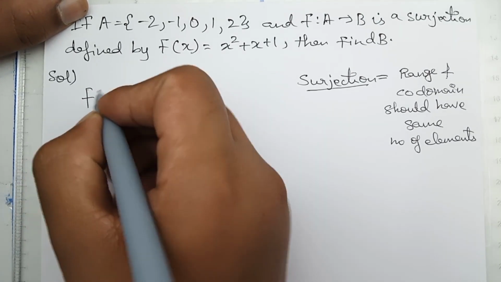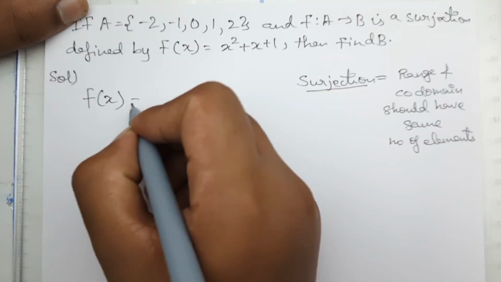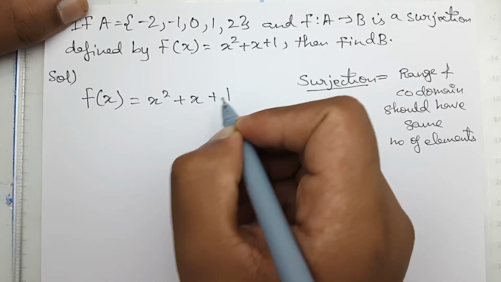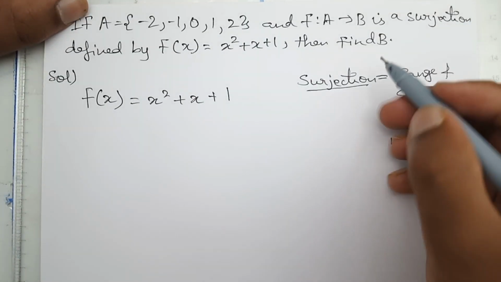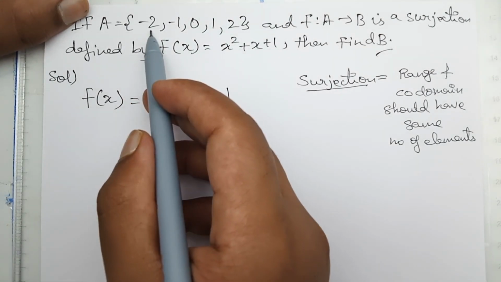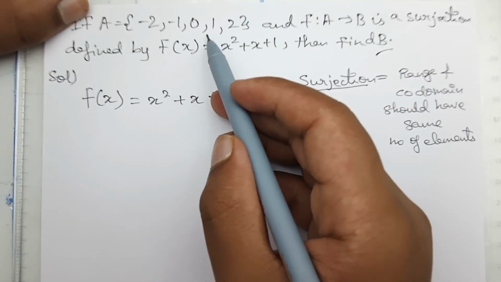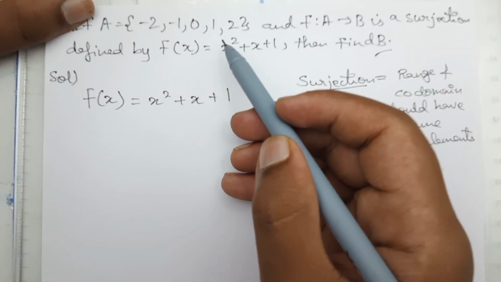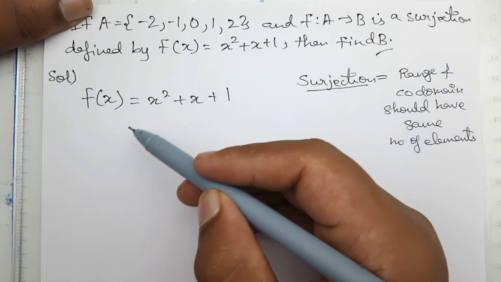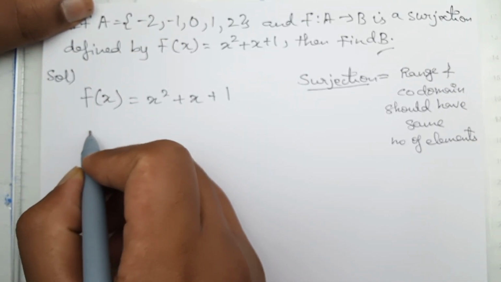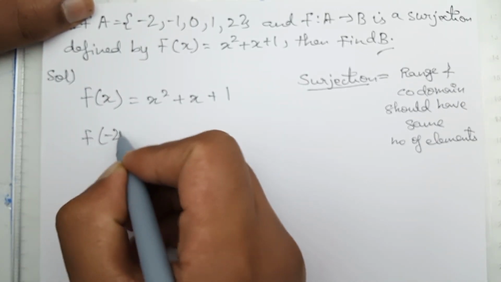We have f of x is equal to x square plus x plus 1. Now here we should find B. To find B, we should find f of -2, -1, 0, 1, 2. All the elements in A should be replaced by x.